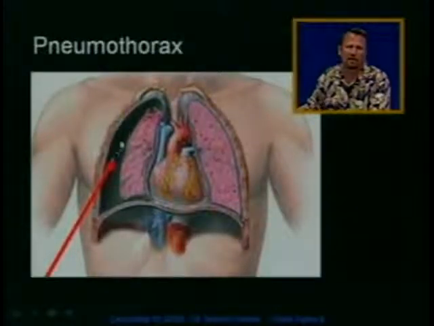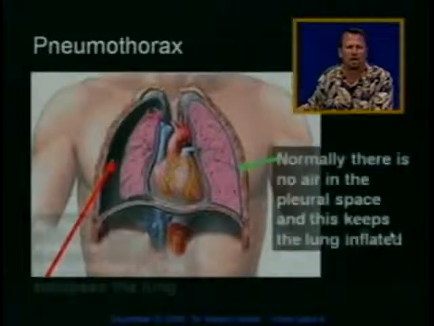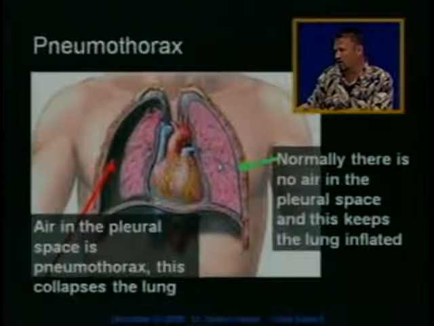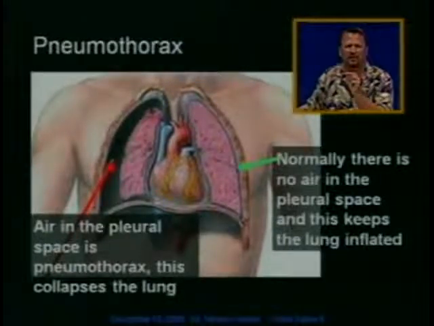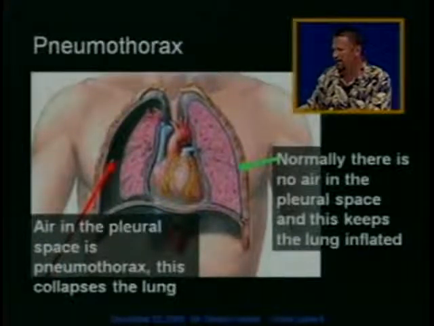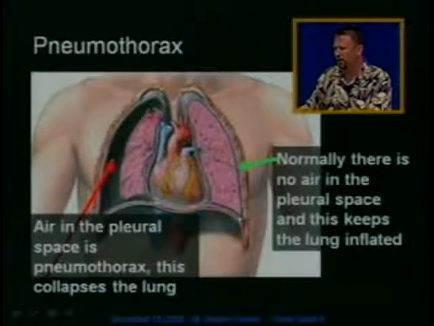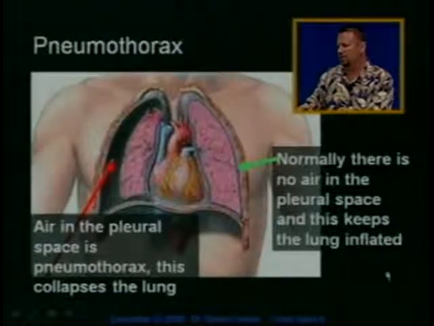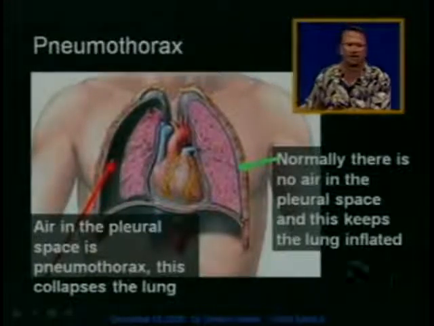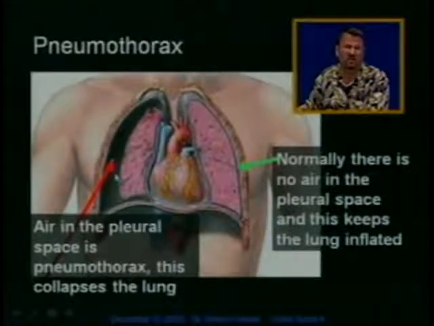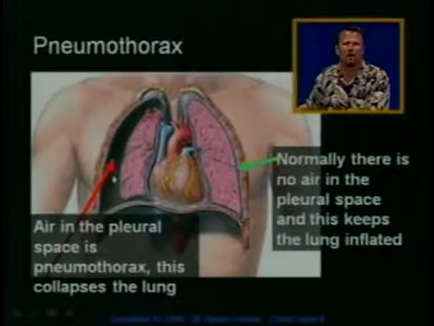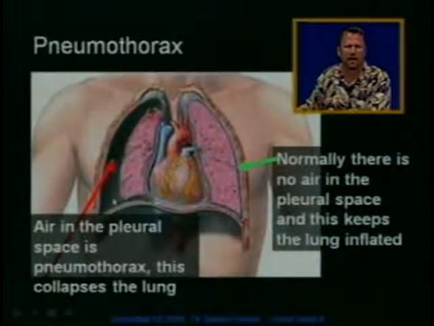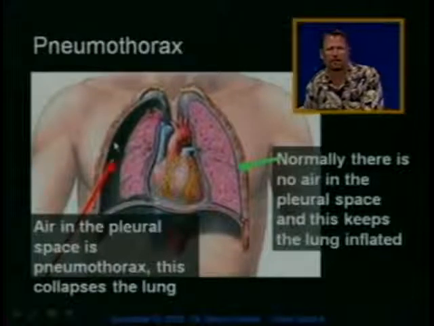And so let's talk about pneumothorax. Here is a picture of a pneumothorax. And first, we'll look over here at the normal lung. Normally there is no air in the pleural space. There's really nothing in the pleural space other than a teeny tiny amount of lubricating fluid that belongs in the pleural space. This pleural space helps keep the lung inflated.